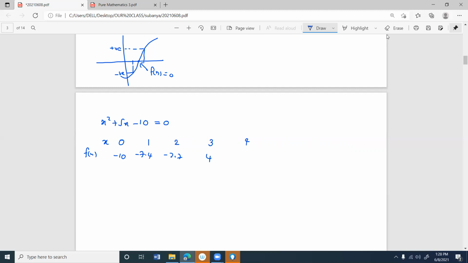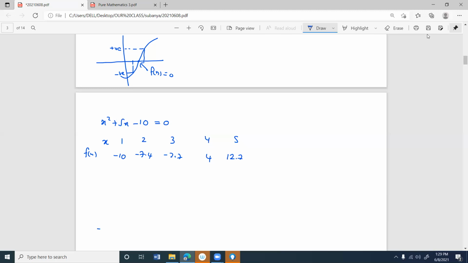Something like minus 10, minus 7.4, minus 2.7, 4, and so I just made the figures wrong. So it should be 0, 1, 2, 3, and 4. Yeah, and if I put 5 here, look at this, what happens if it is 5. After 4, it's 12.7.